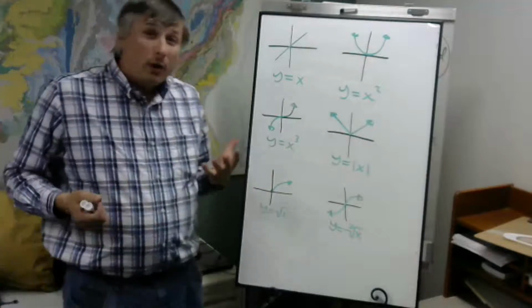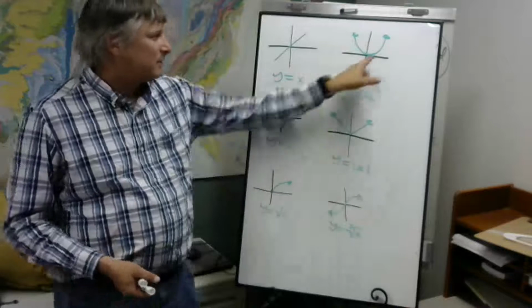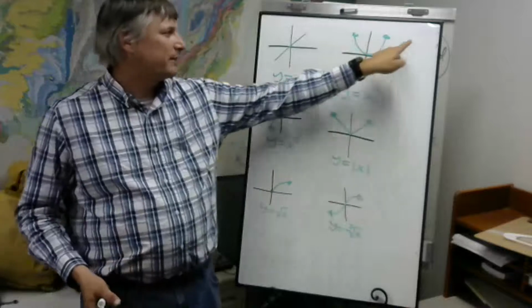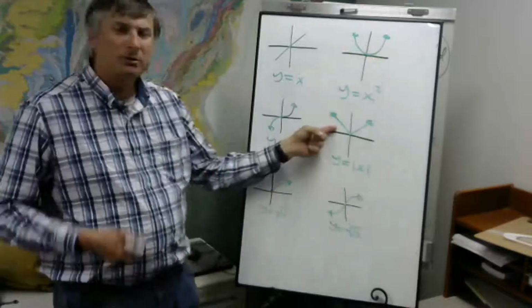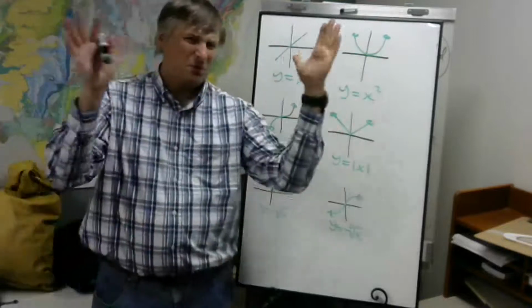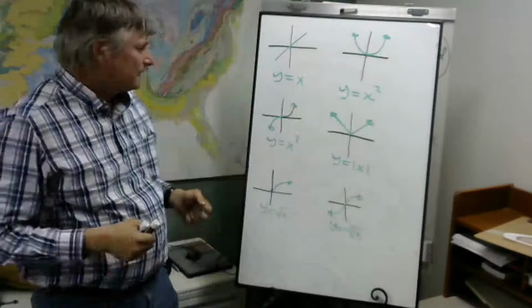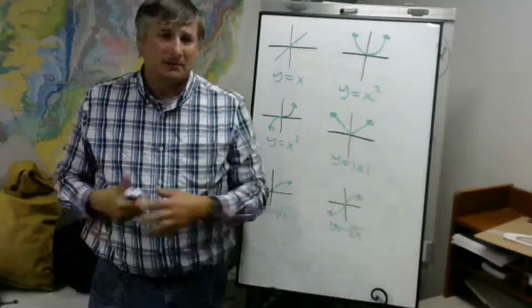So that's great, but what if we want these functions to be moved around? Like we want the parabola y equals x squared over here. We want to take the absolute value of x and raise it up a little bit. Maybe we want to squeeze them in or pull them apart a little bit, stretch them out. Well, that's where transformations come in.